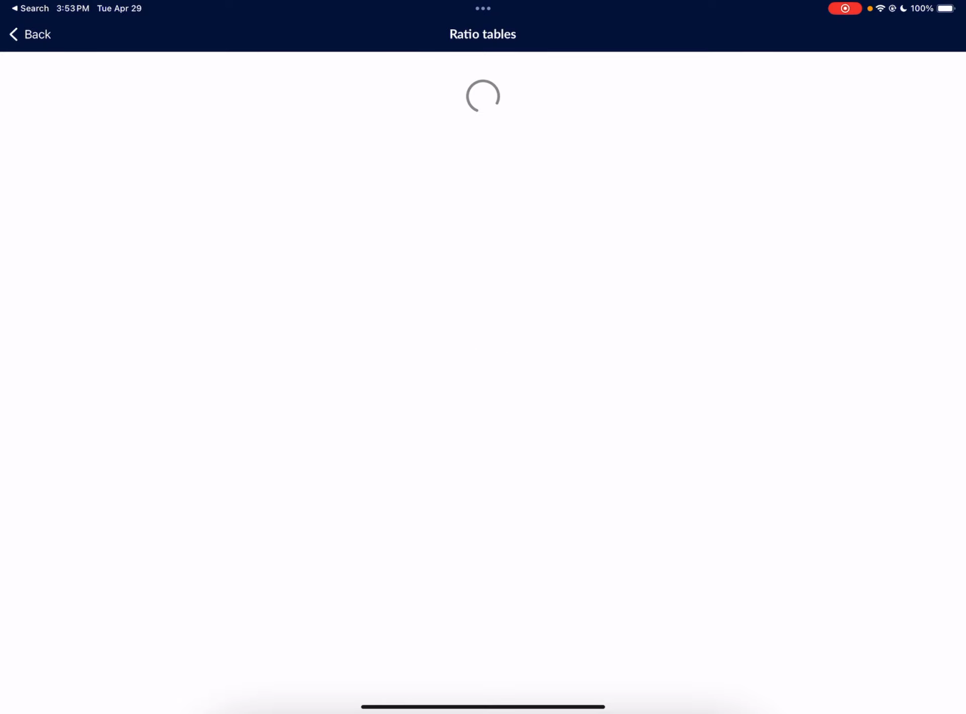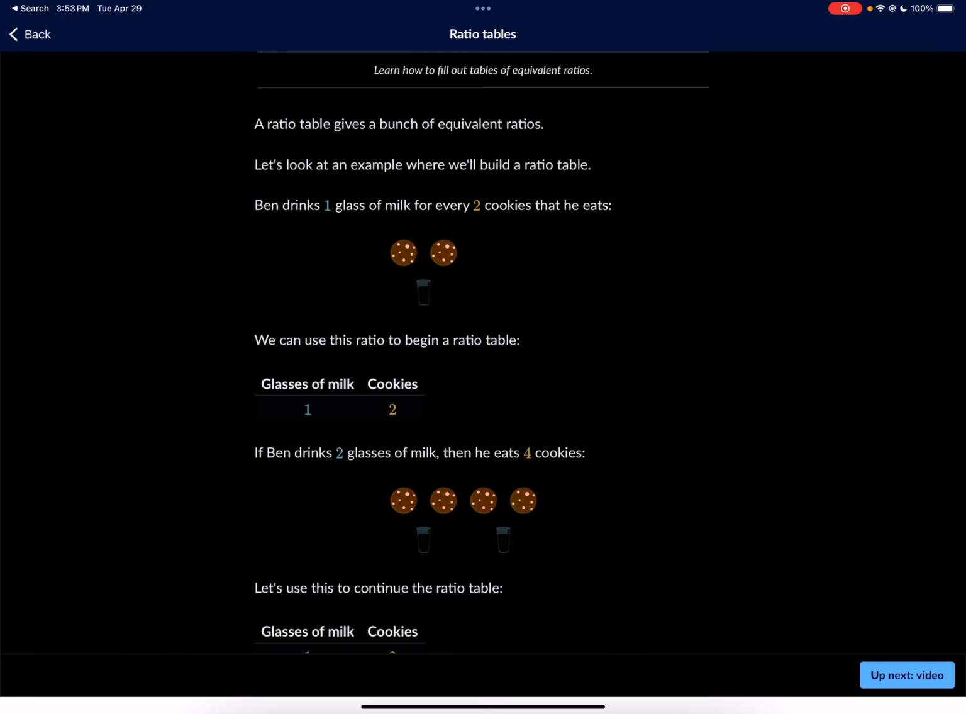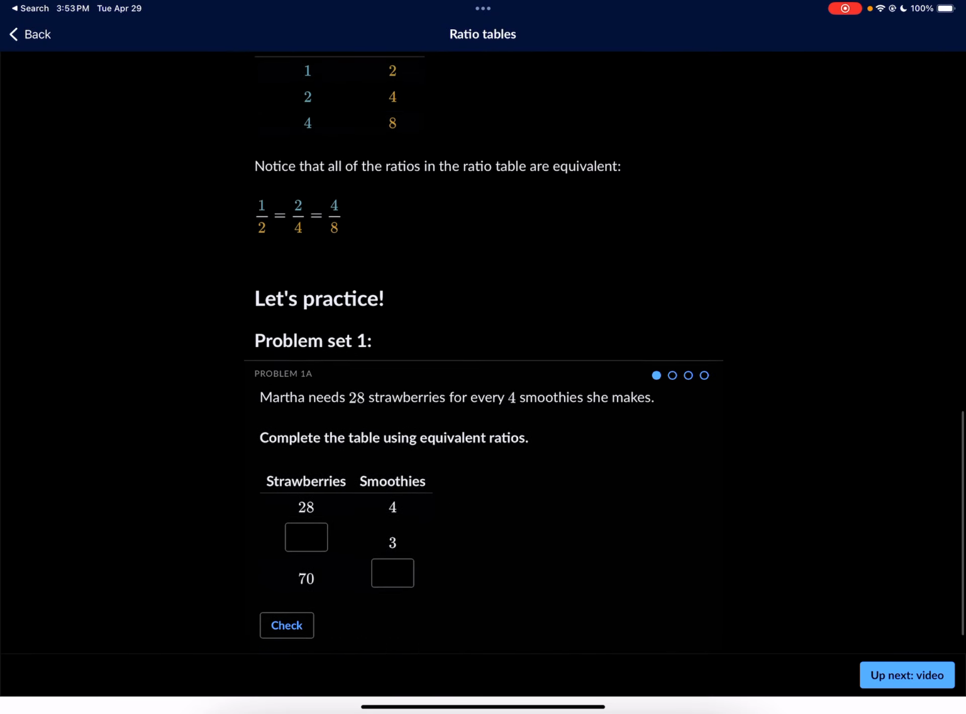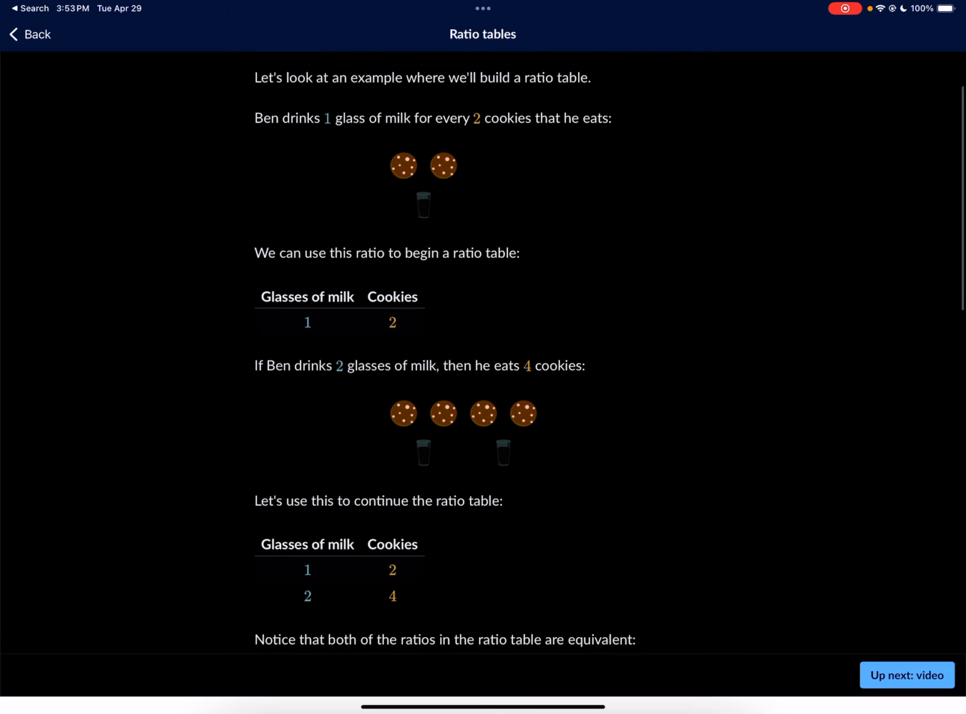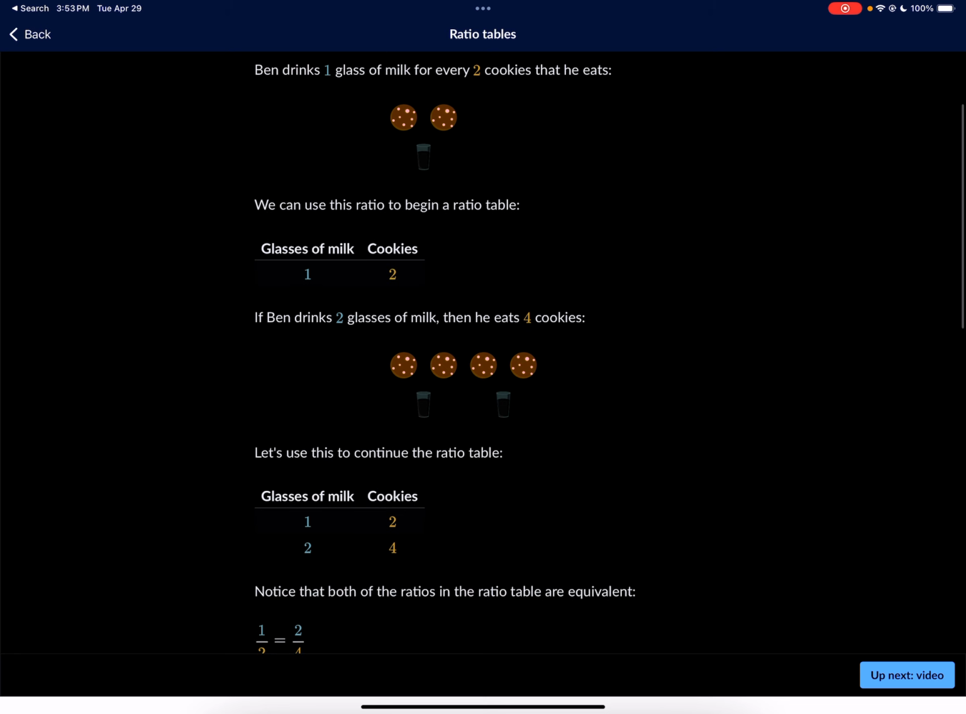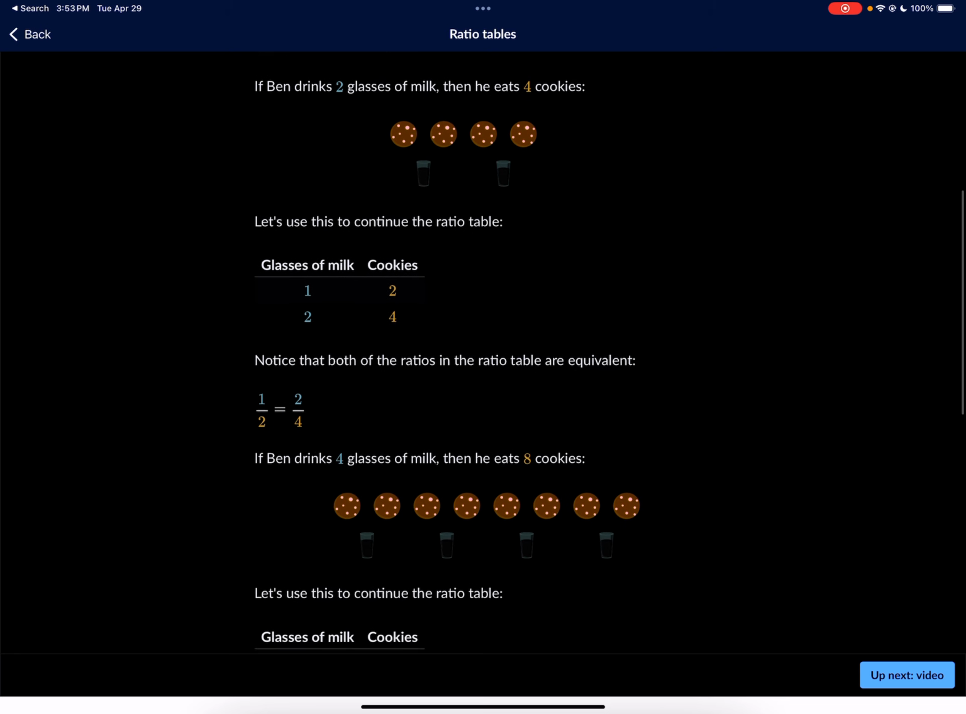Let's start off with ratio tables. So, here's the information. A ratio table gives a bunch of equivalent ratios. Let's look at an example where we'll build a ratio table. Ben drinks 1 glass of milk for every 2 cookies that he eats. We'll use this ratio to begin a ratio table. If Ben drinks 2 glasses of milk and he eats 4 cookies, let's use this to continue the ratio table.